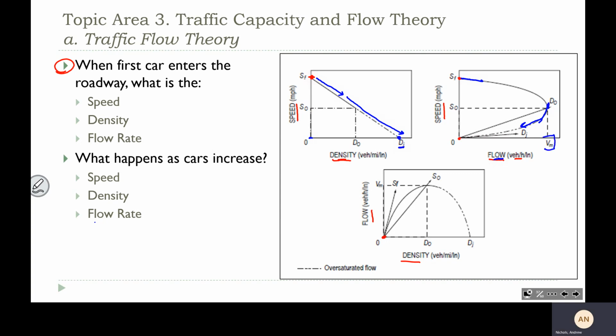And this VM here is referred to as the capacity. It's the maximum number of vehicles that we can get on a roadway from a flow rate standpoint. And then in this flow-density chart down here, density and flow are both increasing. Density continues increasing, but our flow maxes out at this point. This is also VM, the same as this VM up here. So this is the general Green Shields model: the relationship between speed, density, and flow rate.